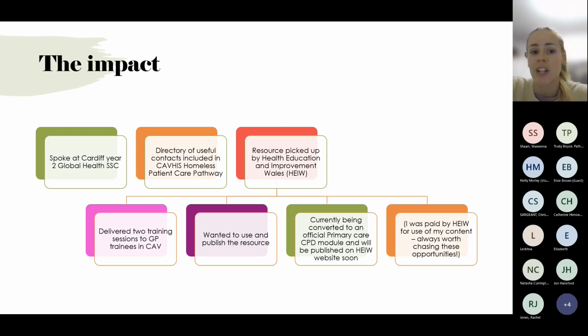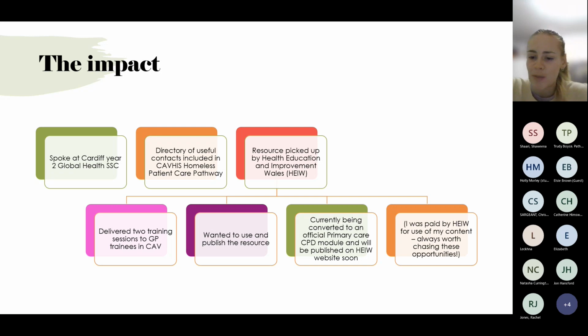If you look in the middle and the orange box, that directory was one of the major elements of the project that was most useful to the health board as a whole, and it formed quite a large component of what my project ended up being. It was almost as important as the module itself, because that directory has been included in the homeless patient care pathway created by CAVIS, the Health Inclusion Service in Cardiff. They act as a central hub for any specific inclusion health work in Cardiff, and they have these pathways for different inclusion health groups, and this directory is a part of the homeless patient care pathway.